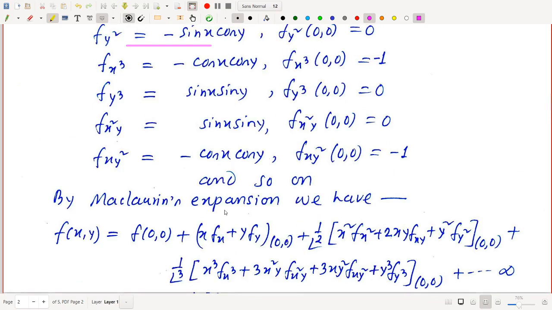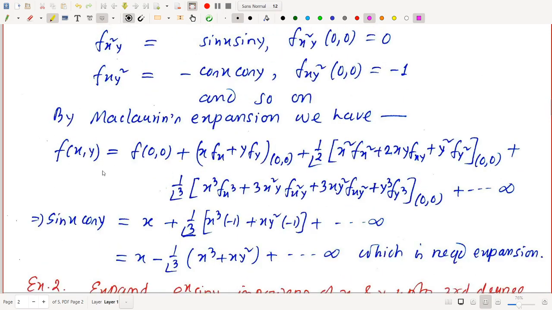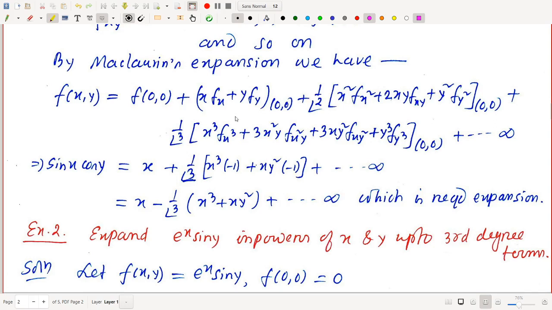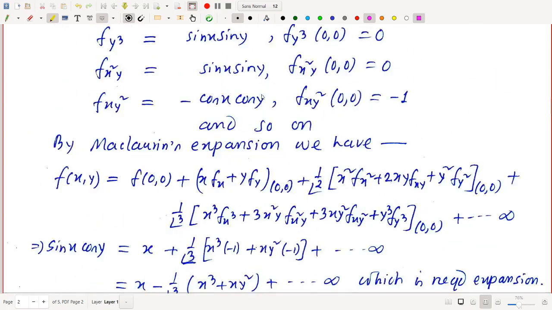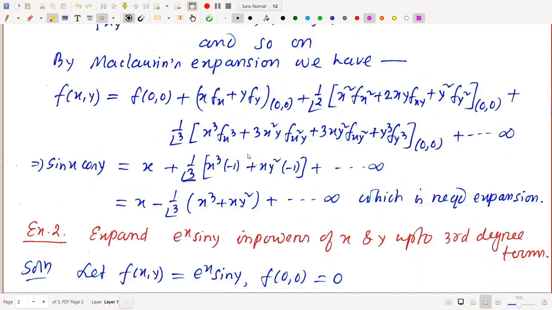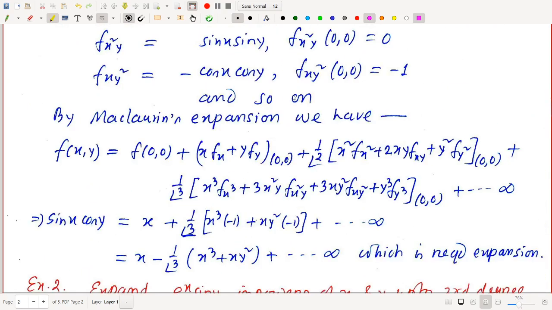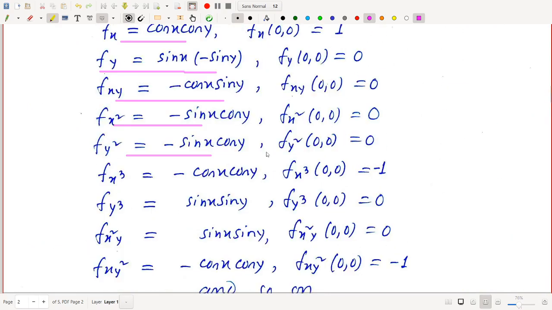By Maclaurin's expansion, we have f(x,y) equal to, this is the Maclaurin's expansion statement. You will write only here to save time, we have written like that, all these derivatives at the point 0 0, after the bracket in the suffix 0 0, here also after this third bracket in the suffix 0 0, meaning derivatives will be calculated at 0 0, and already we have calculated. So values are substituted from these calculated values, just substituted here. And all second order partial derivatives, let us check.